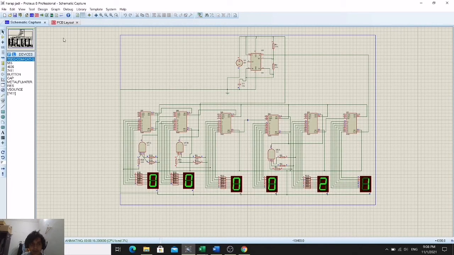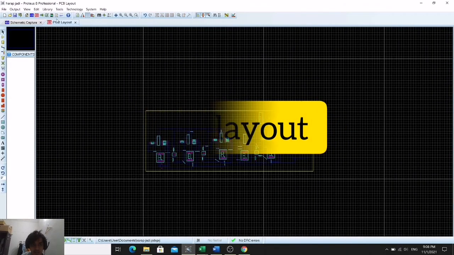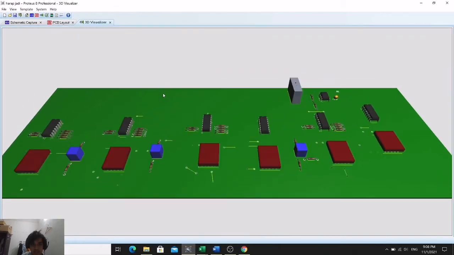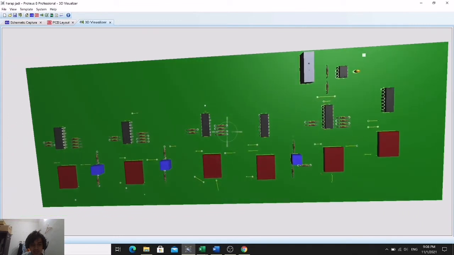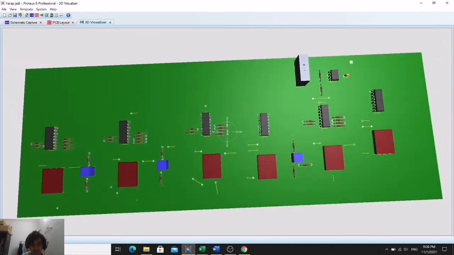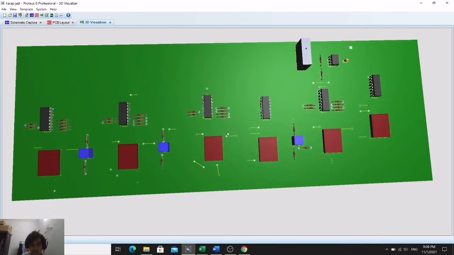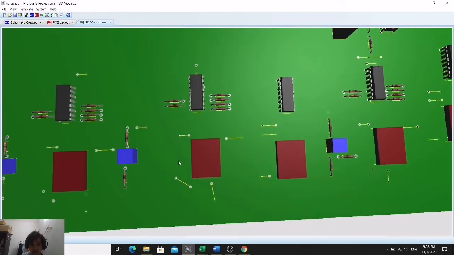Okay, this is the PCB layout. Okay, this is the circuit if we do it on a breadboard. The yellow one is for looping.